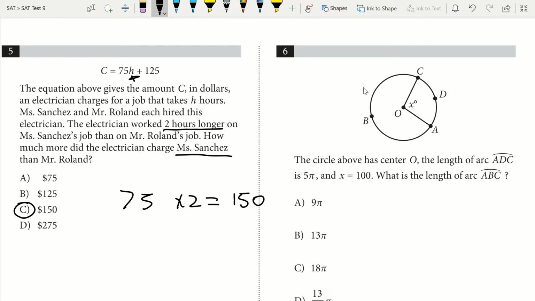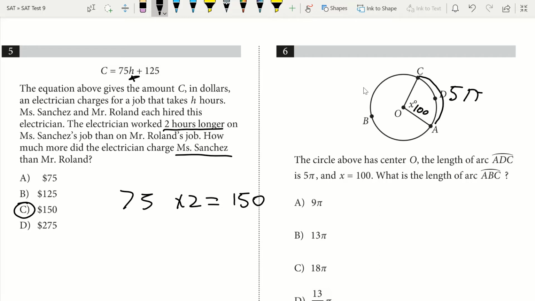Question 6. The circle above has center O. The length of arc ADC is 5 pi. So this arc right here from C to A is 5 pi, and x is 100. So we have 100 degrees for x. What is the length of arc ABC?